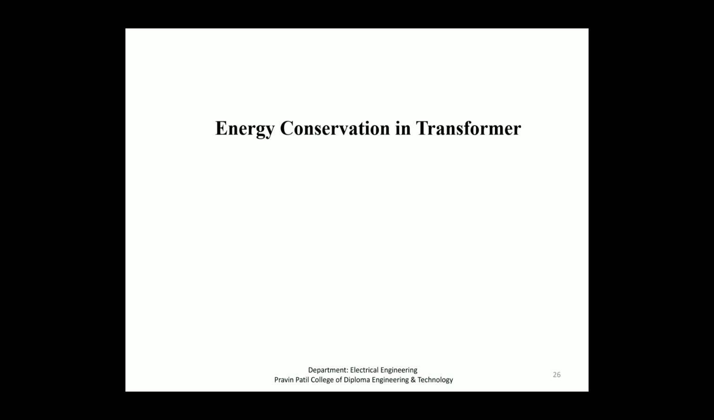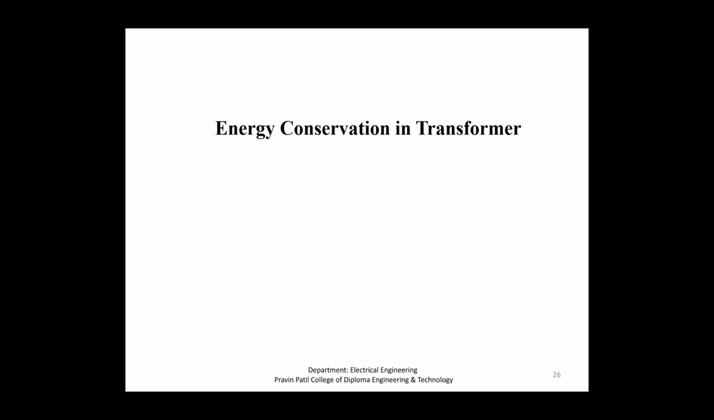Now we start unit number 2, the second part, energy conservation in transformer. But in this video, first we learn what is a transformer, what is the working principle of a transformer, what is the construction of a transformer, and what type of losses occur in a transformer.